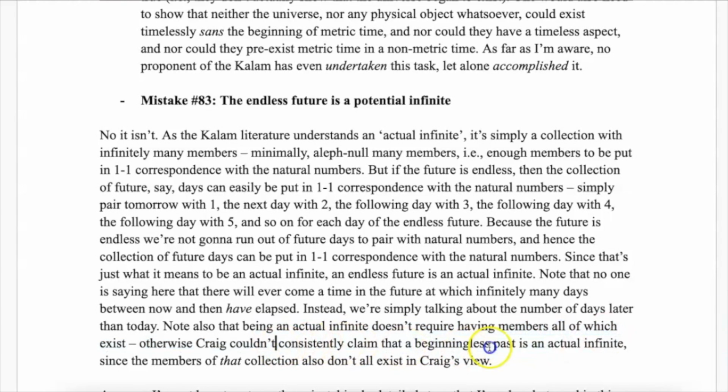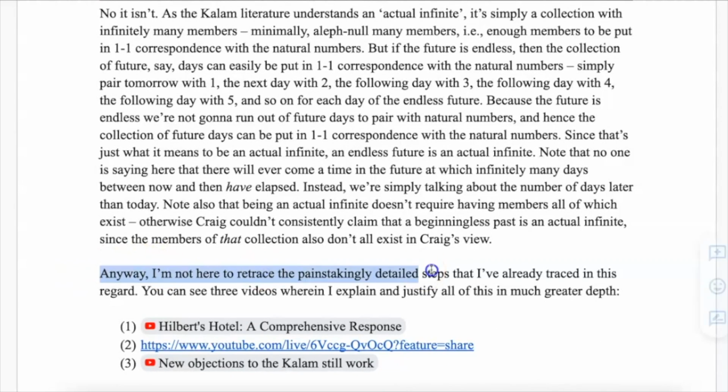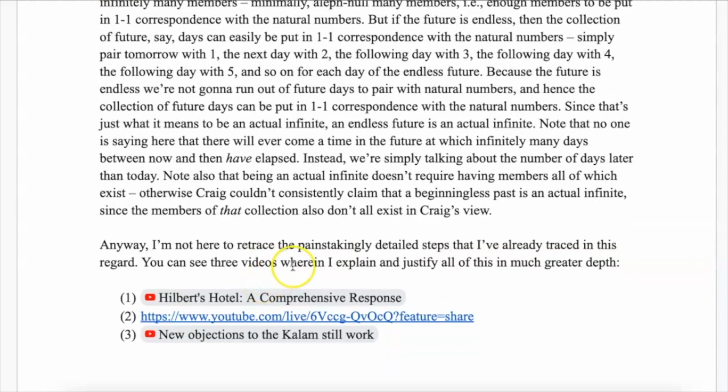Now, as I say here, note that being an actual infinite doesn't require having members all of which exist. Otherwise, Craig couldn't consistently claim that a beginningless past is an actual infinite, since the members of that collection also don't all exist on Craig's view. Anyway, I'm not here to retrace the painstakingly detailed steps that I've already traced in this regard. You can see 3 videos wherein I explain and justify all of this in much greater depth.